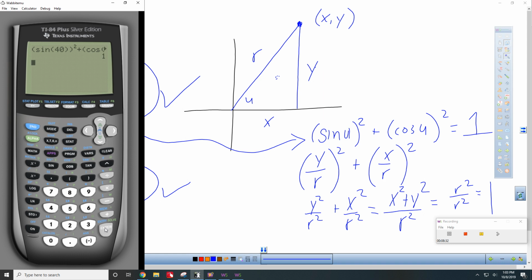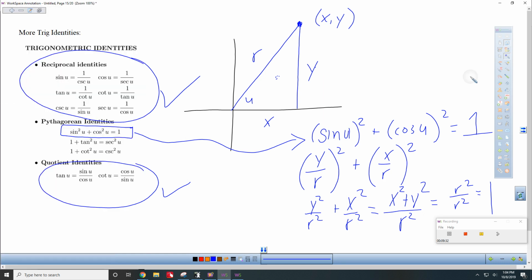1. Pick another number. Jocelyn, give me any number. Your favorite number. 19. Sine of 19 squared plus cosine of 19 squared. 1. No matter what angle we pick, it's always 1. Okay? So, that just proved this identity.